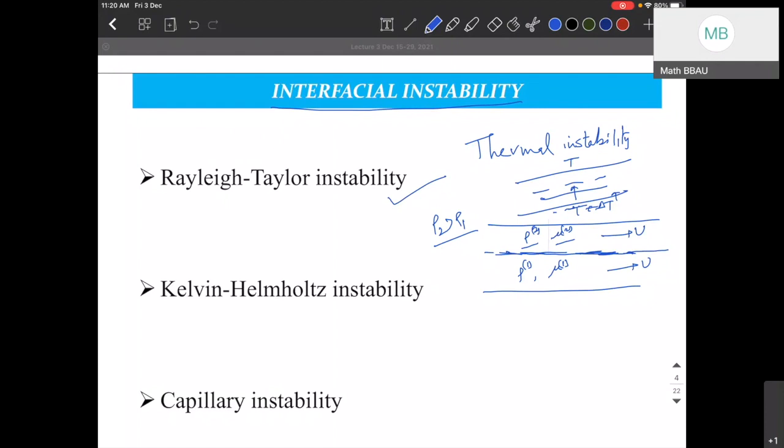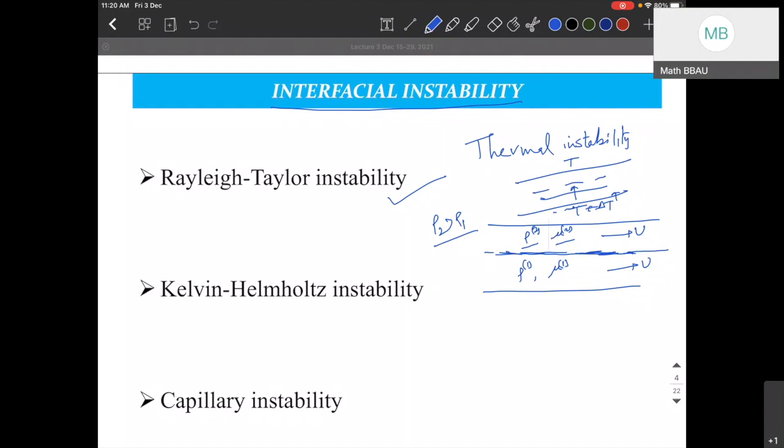Now, if the arrangement is not top heavy, then this is called a statically stable situation. If the fluids are at rest and the arrangement is bottom heavy, then it is always a stable situation. It is called a statically stable arrangement. If fluids are at rest and the arrangement is top heavy, it is called a statically unstable situation.